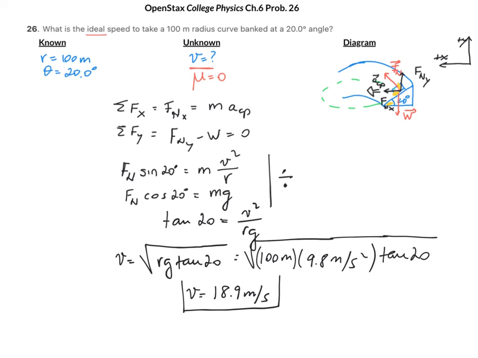That is the ideal speed that one should have on this banked curve, so that the car will stay on the circular path and not shoot out tangential to the path off the curb.